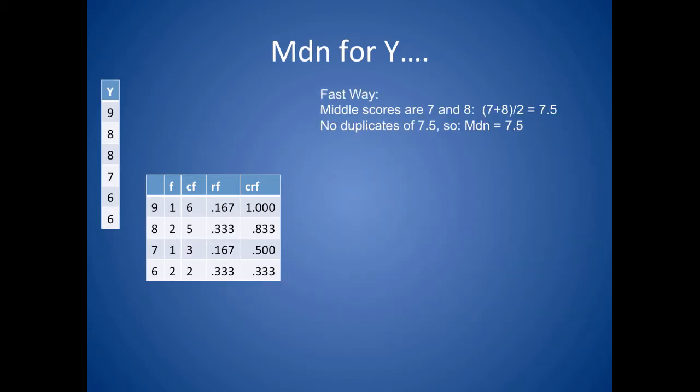Let's look at this for Y. Even number of scores ranked from high to low. Find the middle 2 values, add them together and divide by 2. 7 plus 8 divided by 2, 7.5. We come back and look, are there 2 or more 7.5s? No, in fact, there's not even one. So we have a case where the median is something that's not actually in the data set, but we'd be good to go with this.